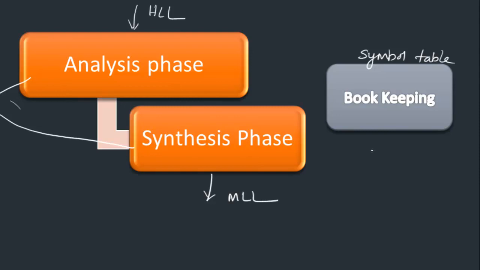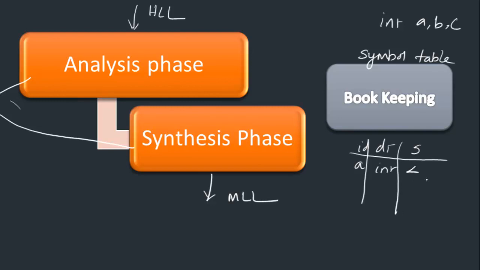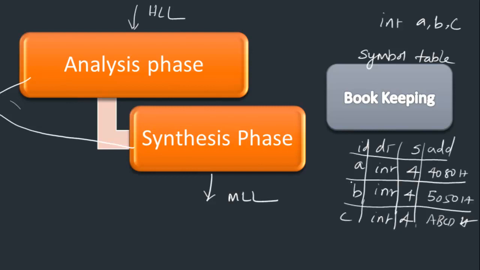Let's say you have defined 3 variables, with a statement like int a, b, c. So this symbol table will look like this. a is the name of the variable, this is the identifier. What is its data type? It is integer. What is the storage space it occupies? Let's say it is 4 bytes. What is the address in the RAM memory where it is being stored? 4080H, let's say. Similarly, the next variable b, if it is of integer data type, then what is the size? Again, it is 4 bytes. This is the symbol table.